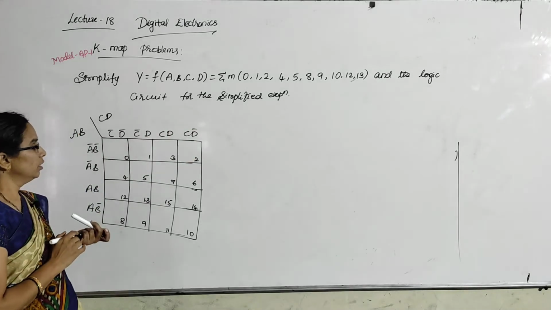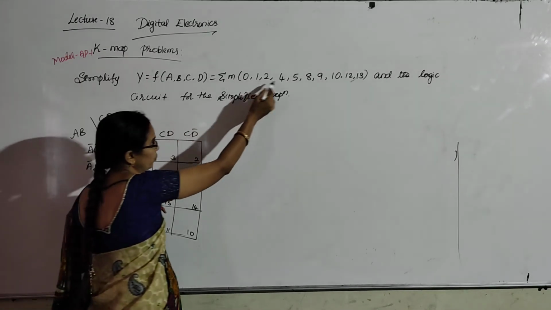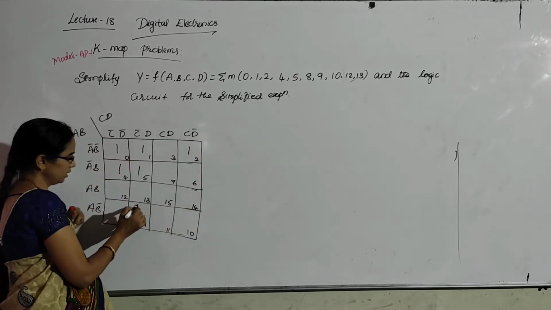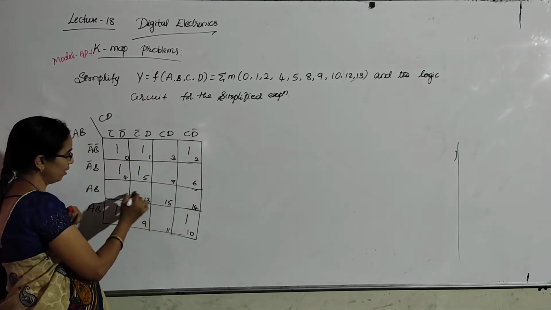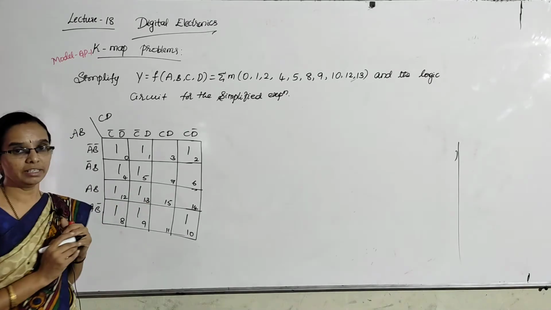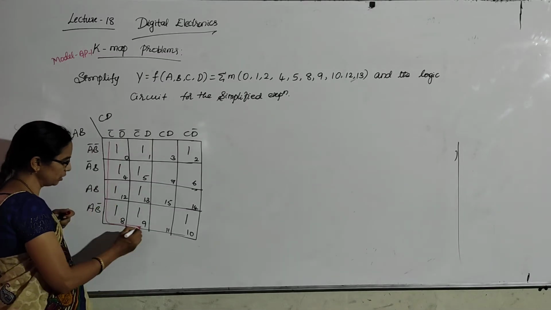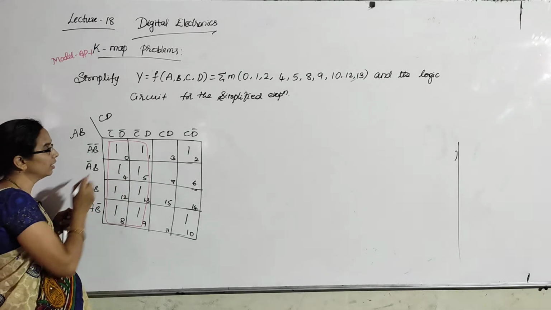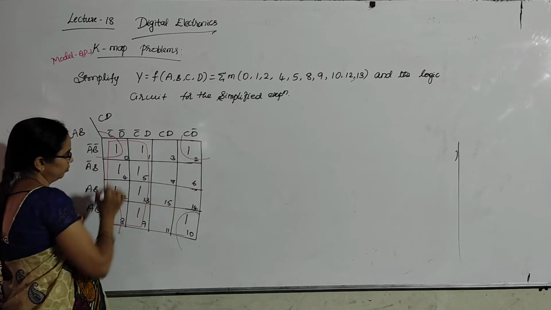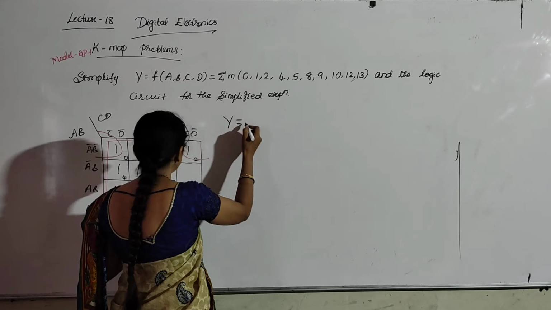Okay, now mark the ones: 0, 1, 2, 4, 5, 8, 9, 10, 12 and 13. Only this much they have given. Now try to group it. I will make this one octet and this one I will include as a quad of 4 ones. So what will be my simplified Boolean expression?